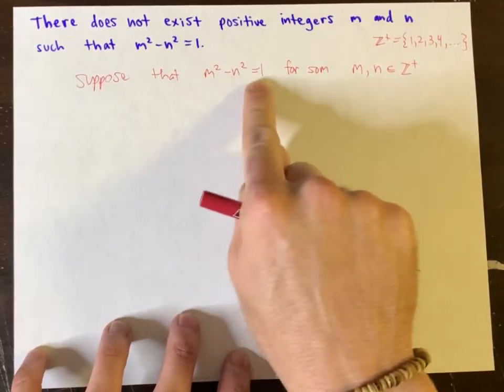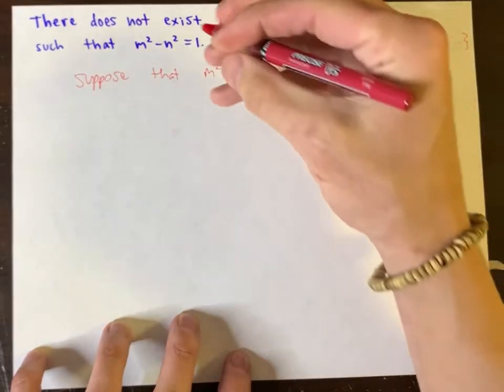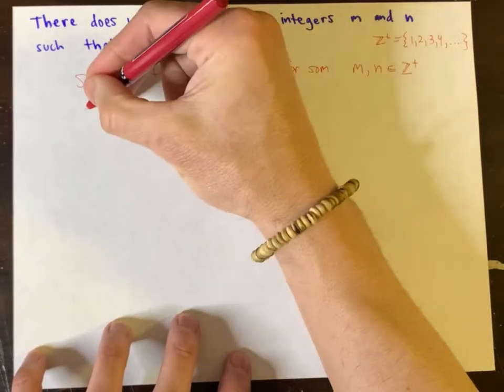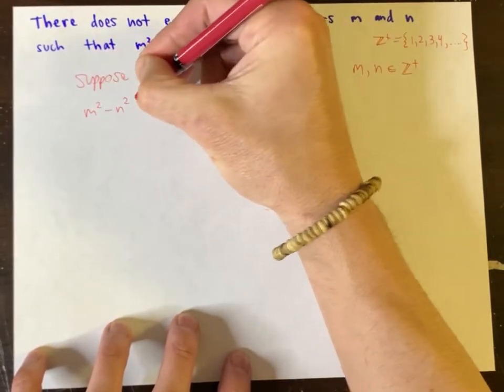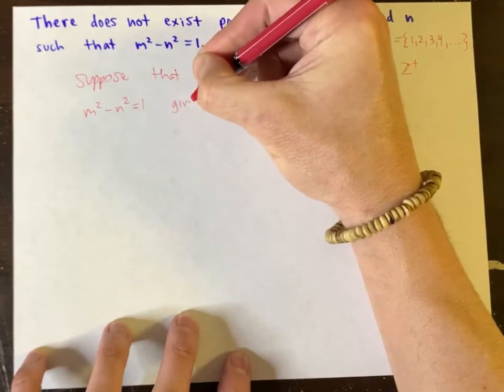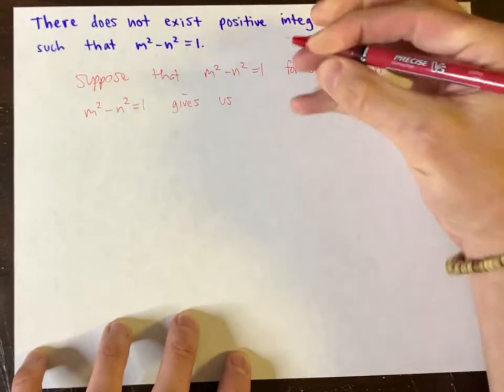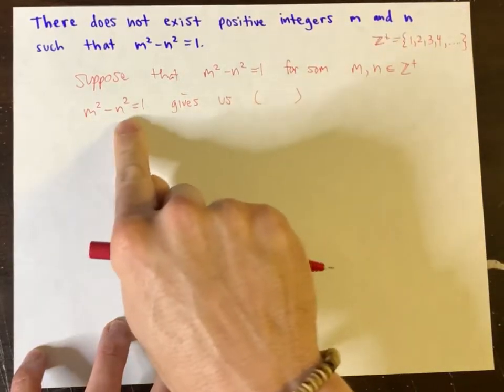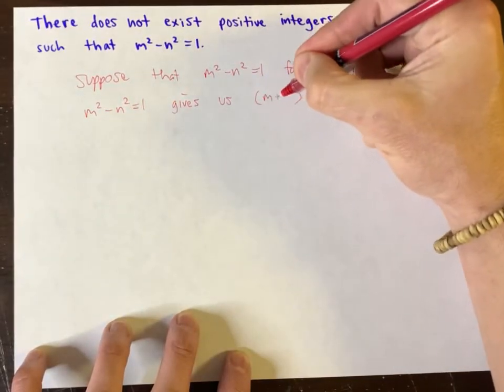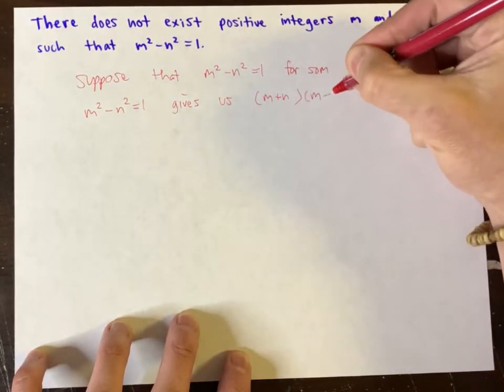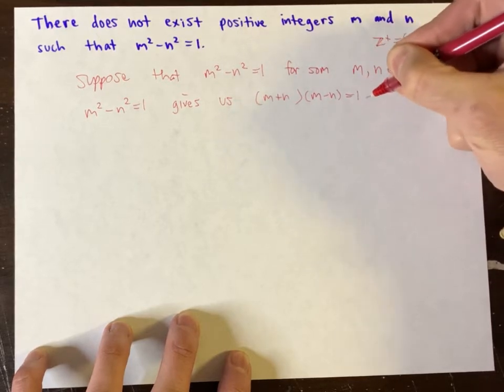Now, let's suppose that this is true. M squared minus n squared equals 1. Well, that gives us the following factorization. This is the difference of squares. That'd be m plus n times m minus n equals 1.